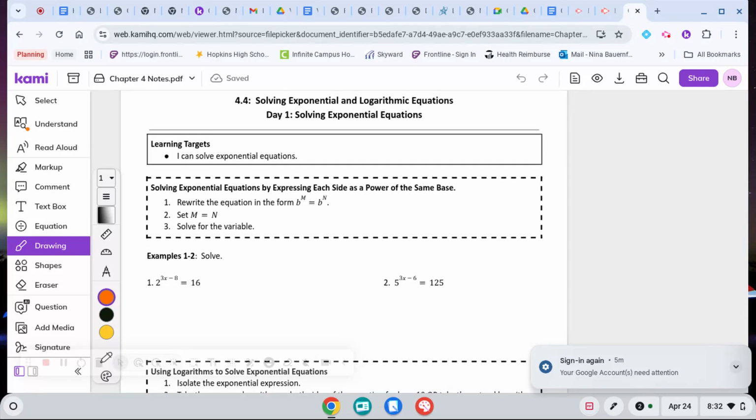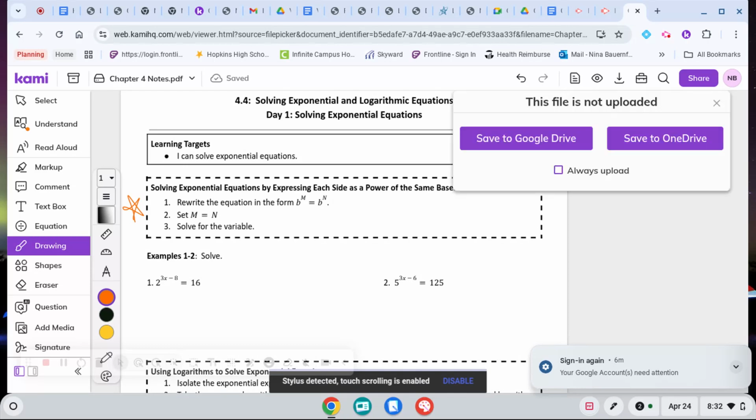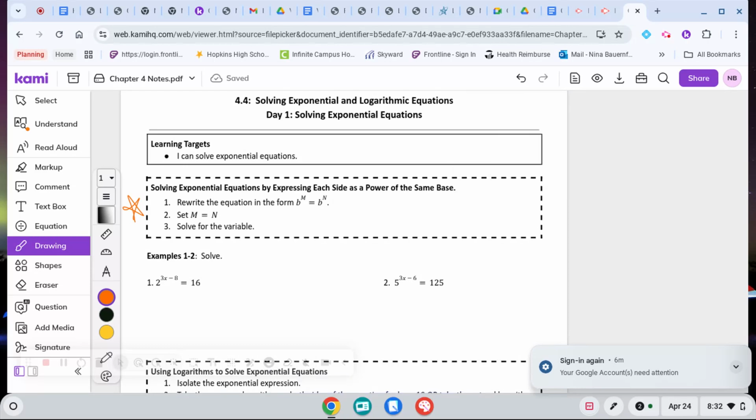So in 4.3, you learned about some properties of logarithms, stuff that you can do with them to manipulate them. And we're going to use a little bit of that and also just finding similar bases to solve exponential equations. In this first section, it says that you can rewrite the equation in the form b to the power of m equals b to the power of n. And then you can set these two things equal to each other and solve for the variable.